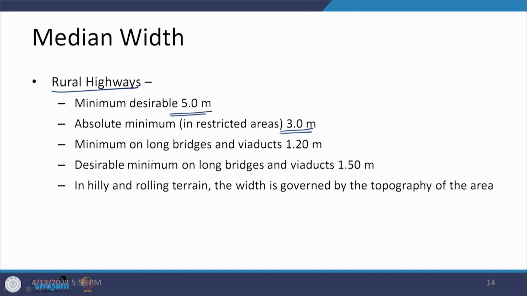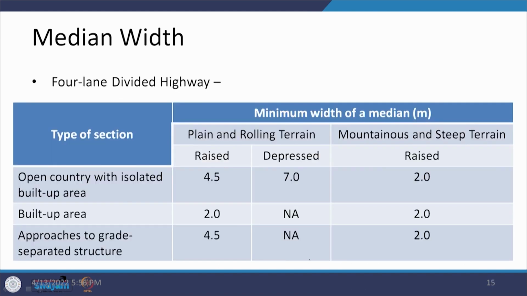When we are talking about bridges, long bridges and viaducts, then the minimum is 1.2 meters, but desirably we should provide 1.5 meters there also. And in the case of hilly and rolling terrain, we have to look at the topography and see what widths are feasible to be provided, depending on the total width which is available, and then deduct from there the number of lanes which are to be provided, or if there is a requirement of a footpath, then we can see we are left with something, and that can be provided as the width of a median. Now, we come to the 4-lane divided system.